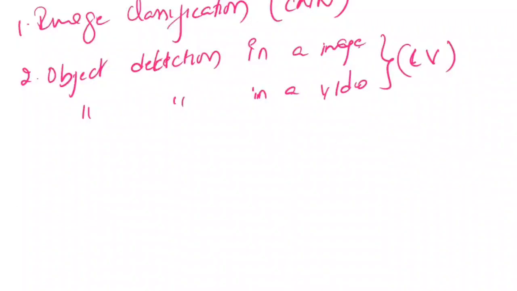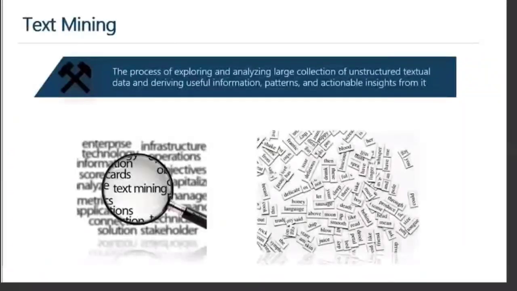Now in today's class, we are going to work on the next type of unstructured data, called text. If there is text data, how are we going to process it? Most of the real-time projects nowadays are on NLP. So text data: when there is text data, how to process it?